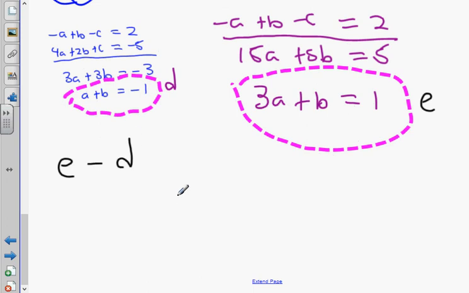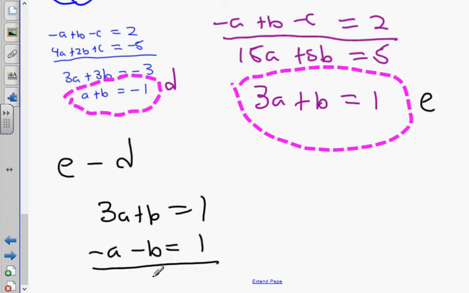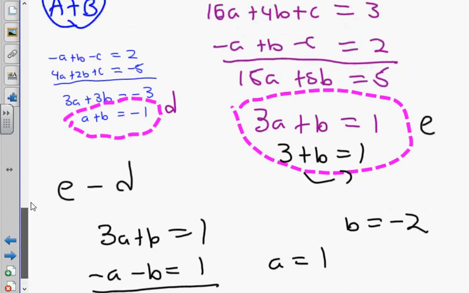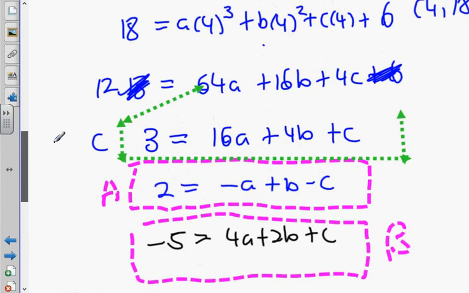So I'm going to do E minus D. So I'm going to do 3A plus B equals 1, minus A minus B equals minus 1, which is 1. 2A equals 2. A therefore is 1. If A is 1, 3A therefore is 3. 3 plus B equals 1. B therefore is minus 2. A is 1, B is minus 2.